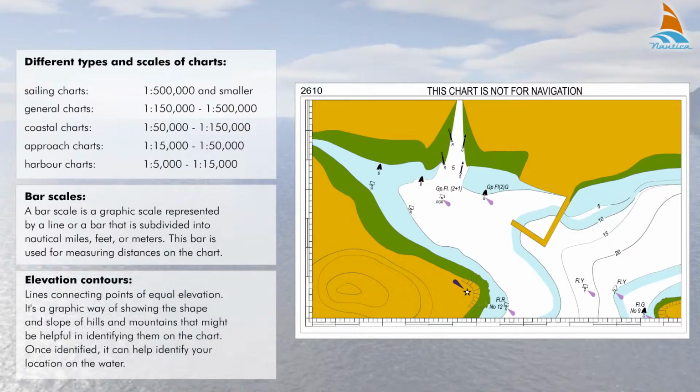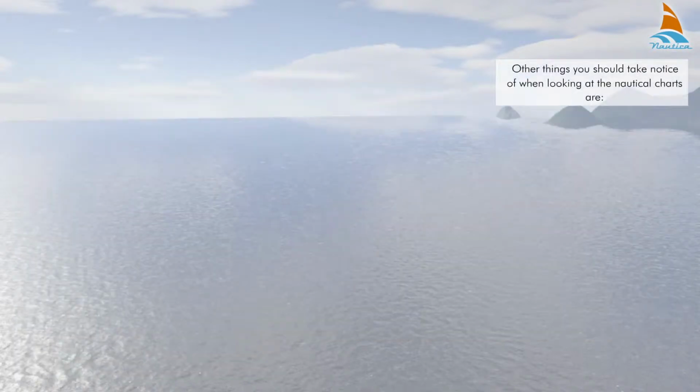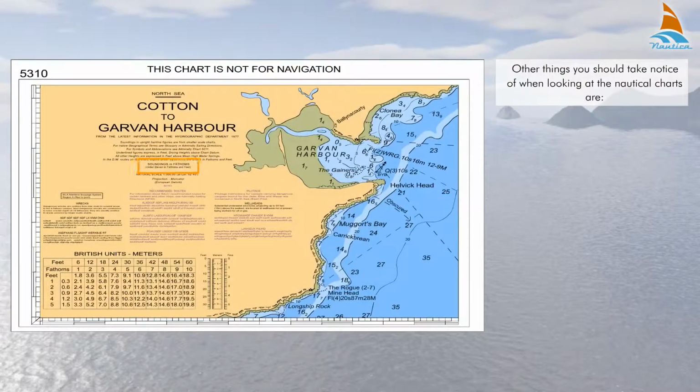Elevation contours. These are lines connecting points of equal elevation. They're a graphical way of showing the shape and slope of hills and mountains that might be helpful in identifying them on the chart. Once identified, they can help identify your location on the water. Other factors that you should take notice of when looking at the nautical chart are the depths note. This shows which units of measurement are used to indicate the depths on the chart. You may read soundings in fathoms and feet or soundings in meters.